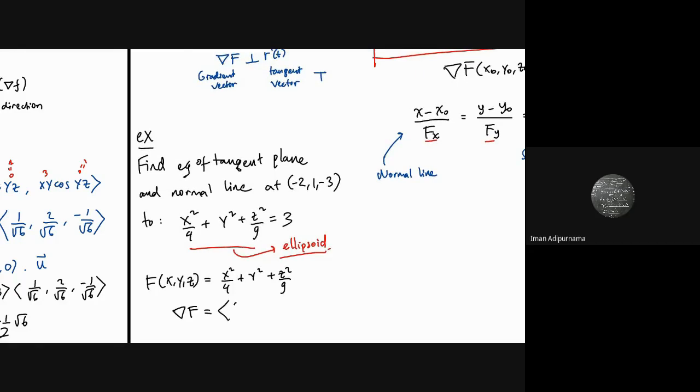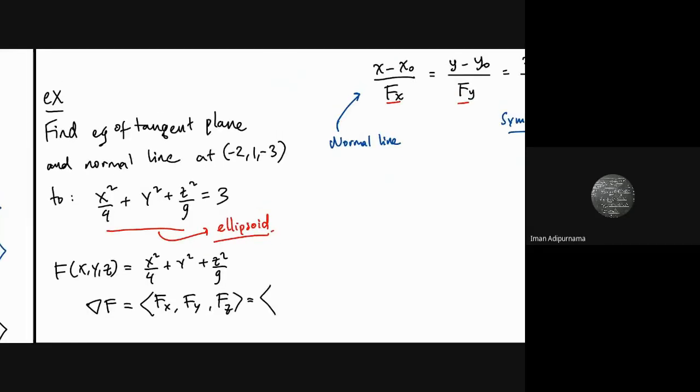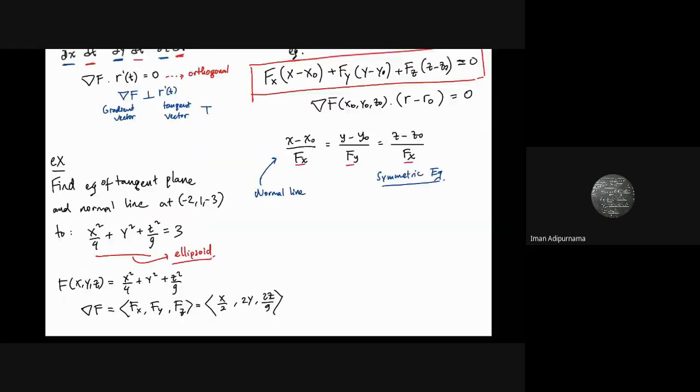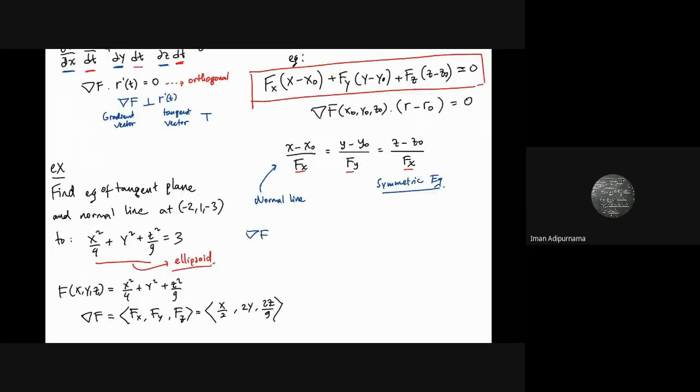Okay, so it is partial x, partial y, partial z, right? And we can write each one as x over 2, 2y, and then 2z over 9, right? And then we can write the gradient vector at the specific point that we want to observe. And this is (-1, 2, -2/3). Okay.